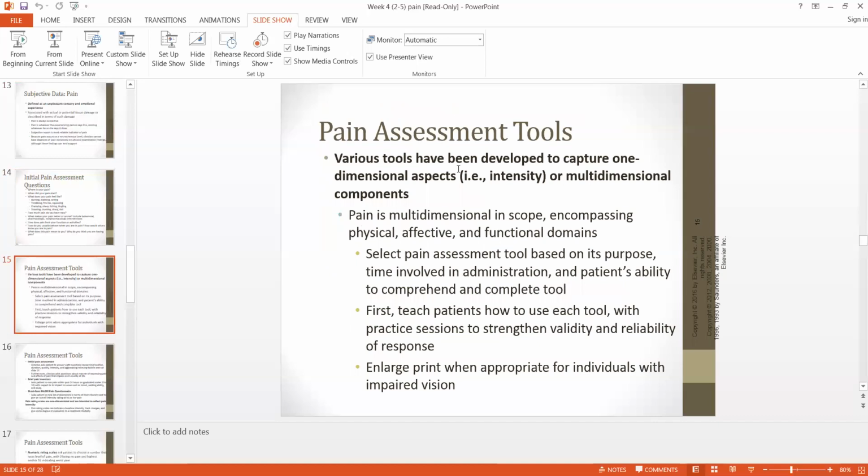So these various tools, and again, they may change in your nursing career. We may not even be using the 0 to 10 a year from now. So all of this is very fluid. They have been developed to capture this one-dimensional aspect or multidimensional components. So it can affect the physical, affective, how we're perceiving it, and then the functional domains. So pain assessment based on purpose, teach the patients how to use that pain scale, and then can they see it? Think of how a blind person explains his pain, but with words. They can't point to the visual analog scale.